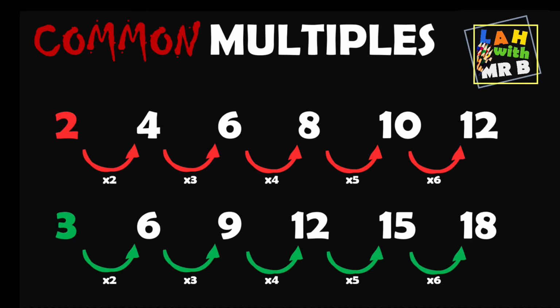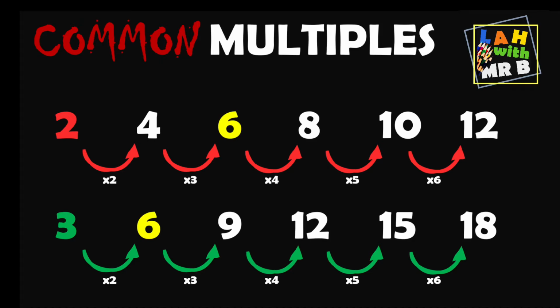Now compare the two sets of multiples. Can you see any numbers that are shared between the two of them? The first shared number is 6. 6 is a multiple of 2 and a multiple of 3, so 6 is a common multiple of both numbers. Can you see any more?